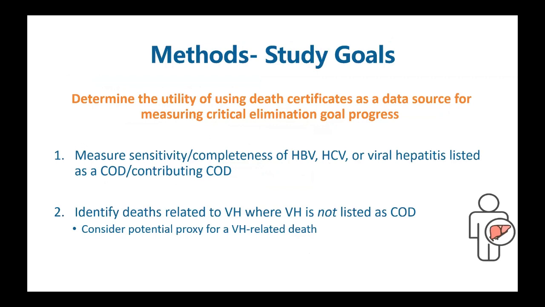The goal of this analysis is to determine the utility of using death certificates as a data source for measuring a critical elimination goal and its progress. In this analysis, we measured the sensitivity of hepatitis B, hepatitis C, or viral hepatitis listed as a cause of death, underlying or contributing cause of death. We also identified deaths related to viral hepatitis, which we are using as a proxy. Next slide, please.